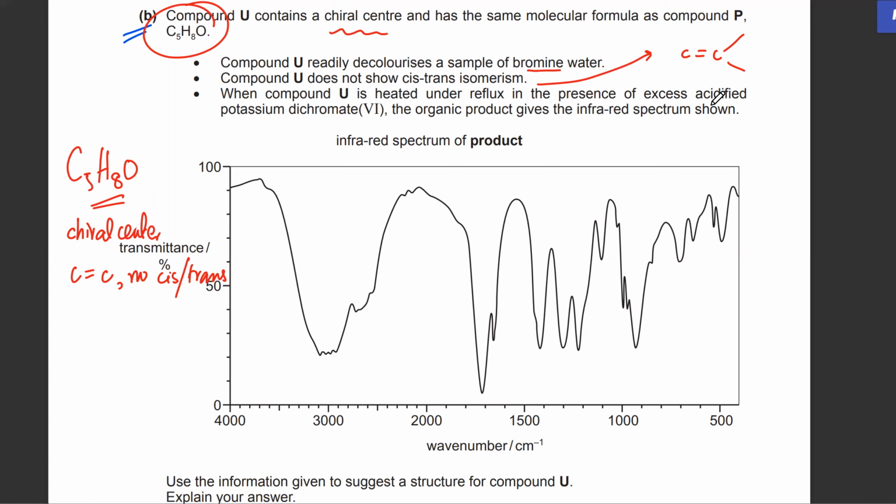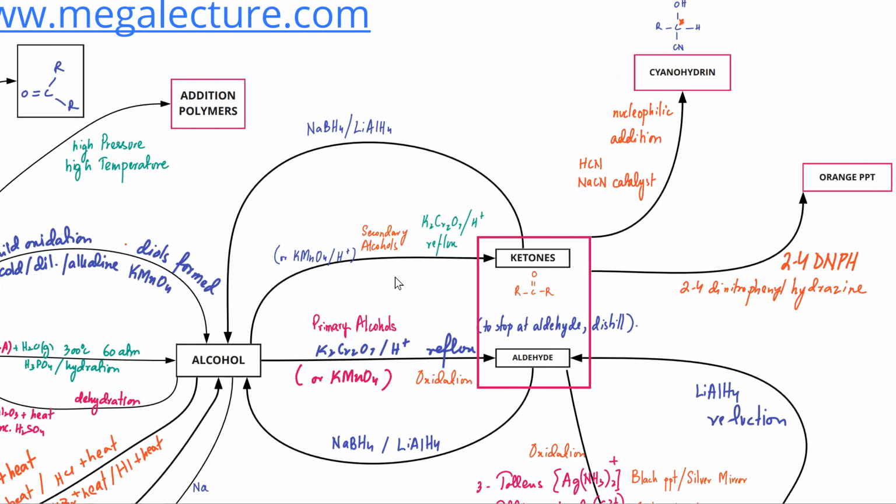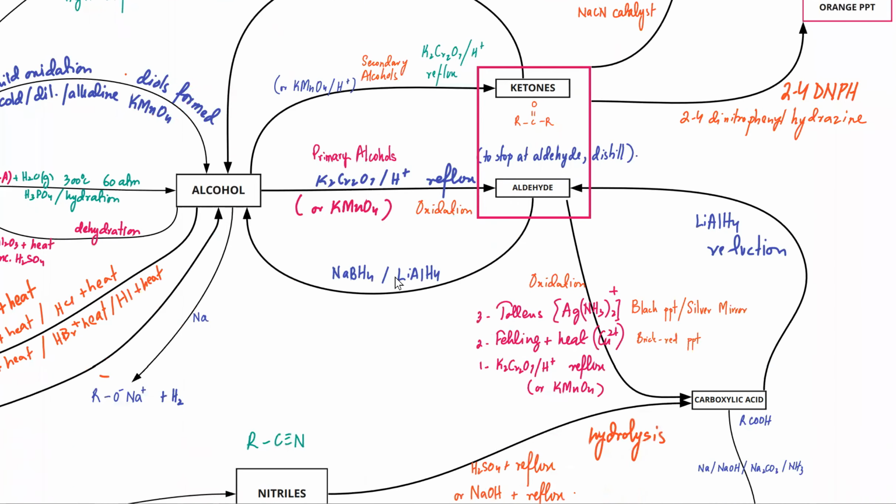Achha, when it is heated and reflux in the presence of dichromate(VI), the organic product gives the infrared spectrum shown. Achha, ek to K2Cr2O7 ke saath. So that means it must be an alcohol or an aldehyde. क्योंकि वो react करते हैं ना, K2Cr2O7 reflux, the alcohol gets oxidized to an aldehyde, or maybe the aldehyde gets turned into a carboxylic acid.